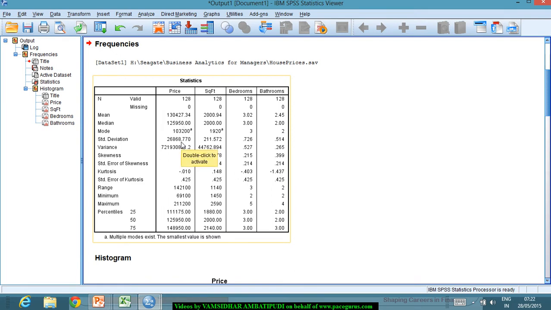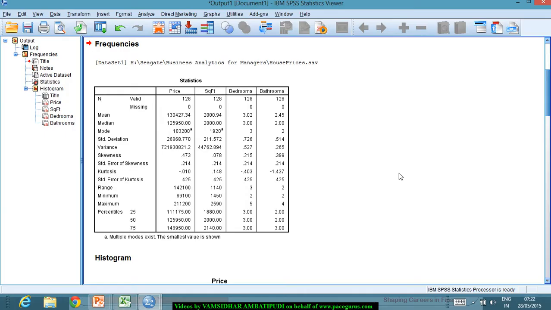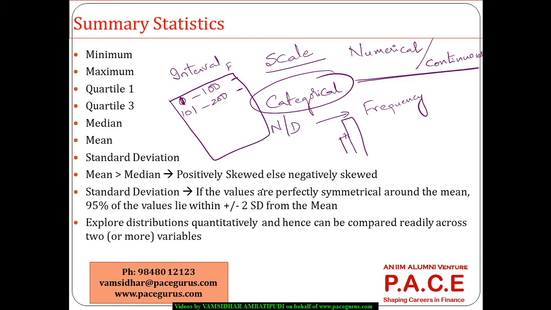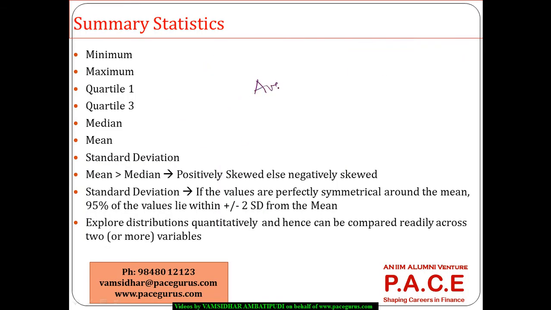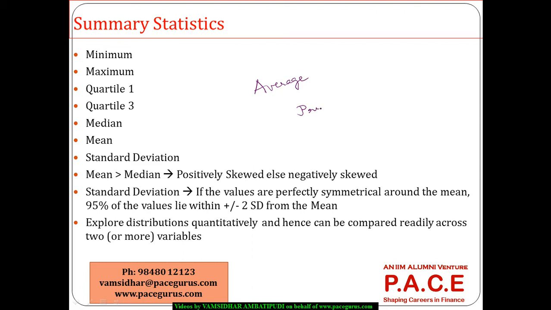Standard deviation, 26,800. What does this mean? Probably I can say, when I look at the standard deviation, the interpretation comes out as: on an average, the price is around $26,868 away from the mean.